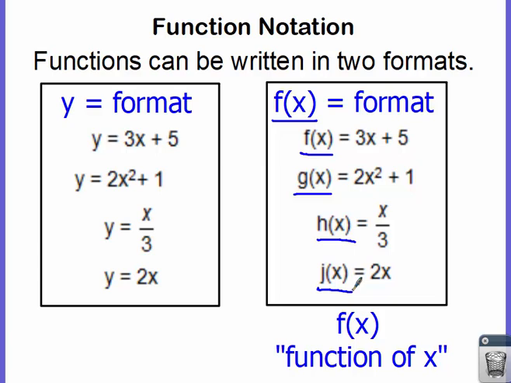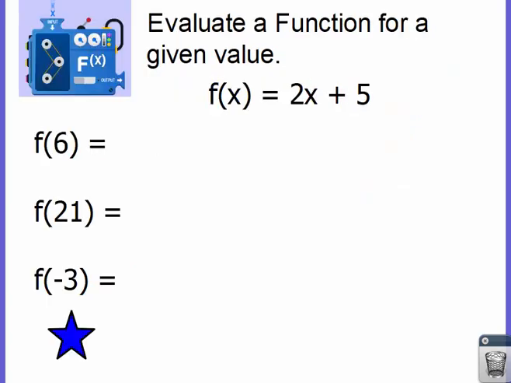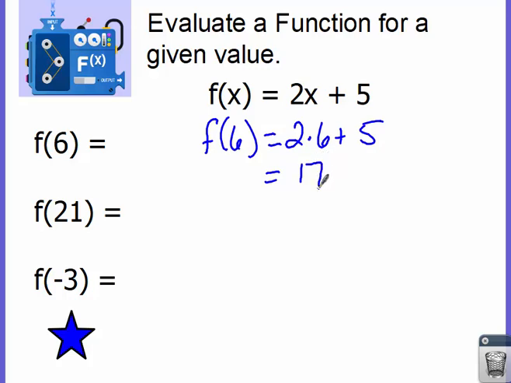And to evaluate those functions, all we're going to do is take whatever our x value is and plug it into the expression. It's as simple as that. Evaluating functions is very easy. So here we're going to evaluate this function, f of x is equal to 2x plus 5, for the following values. So basically all that means is that I'm going to take this f of 6, and since I substituted 6 in for the x value, I'm going to substitute the 6 everywhere I see an x. 2 times 6 plus 5, and then I'm going to evaluate it. So 2 times 6 is 12, plus 5 gives me 17.